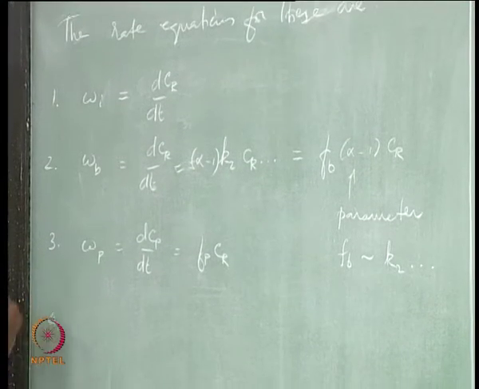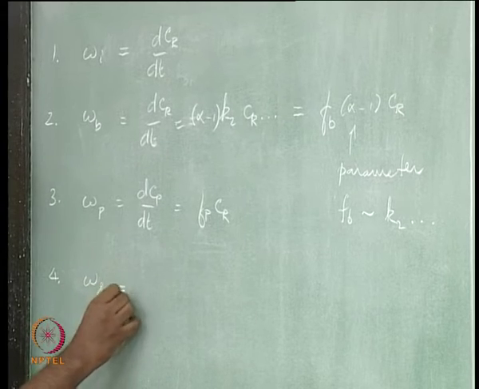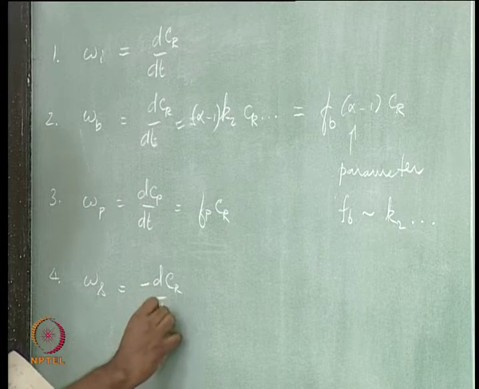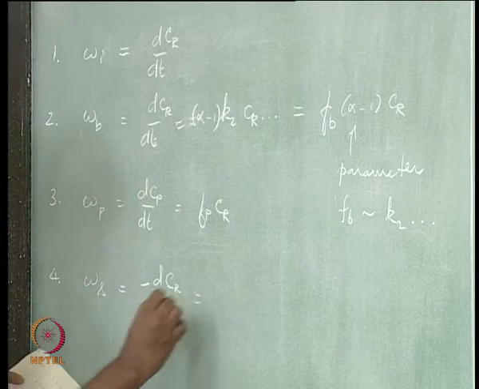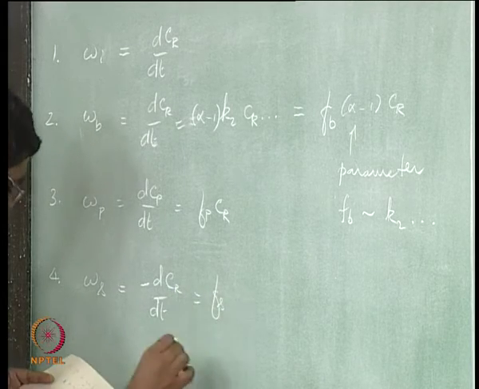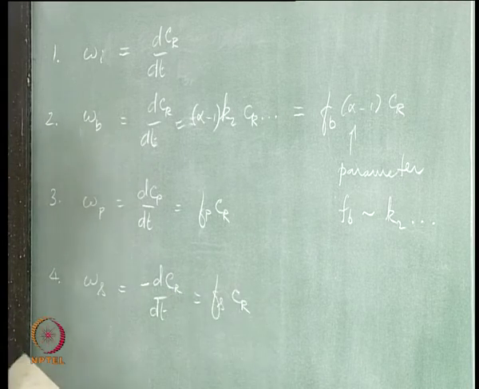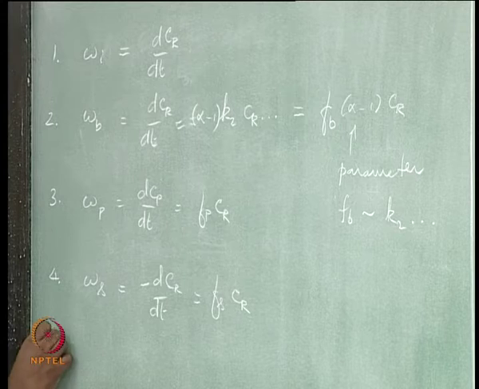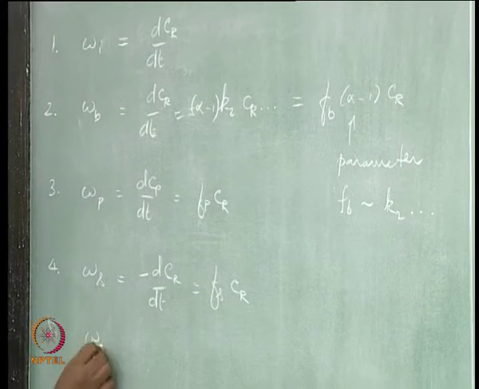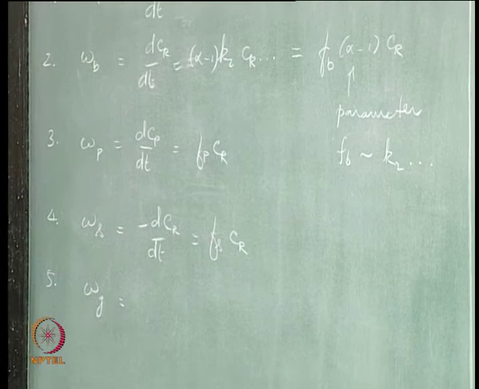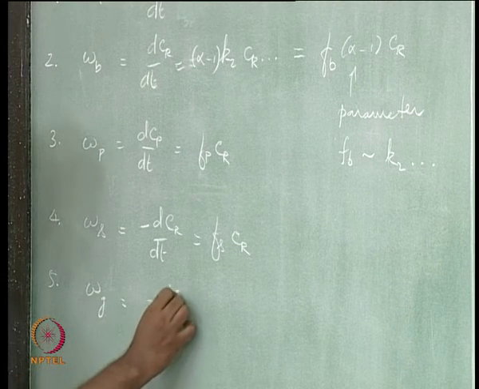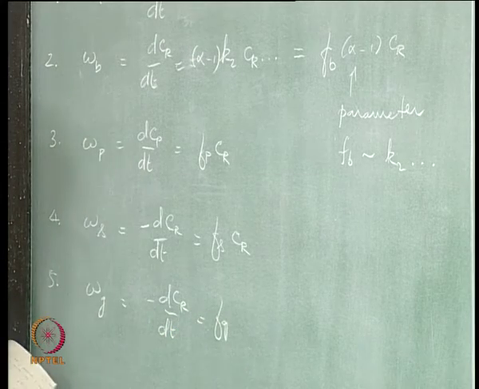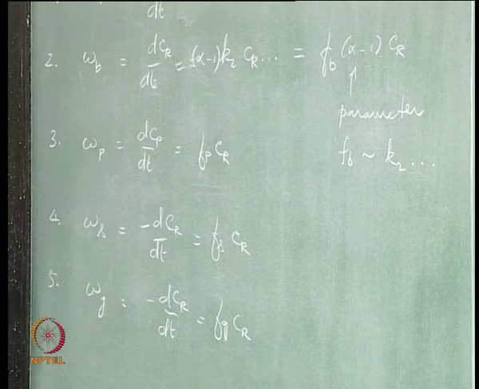And four, let's call this the surface termination reaction rate. So we have a negative dCr over dt there, and that is FsCr. We do not know what else is there other than R on the left hand side, so we just write Fs instead of K4. And similarly, let's call this omega G for gas phase termination reaction rate. This is again minus dCr over dt equal to FgCr. All right, okay.